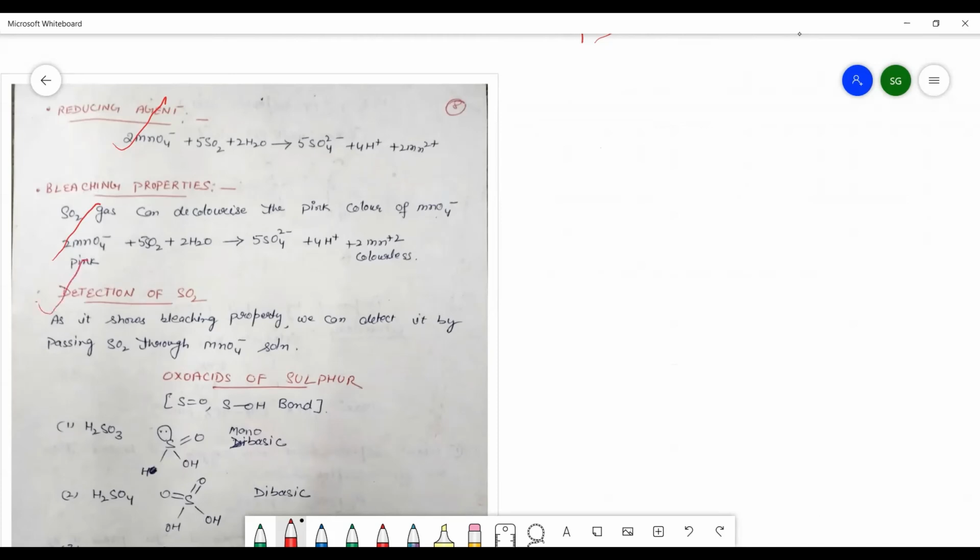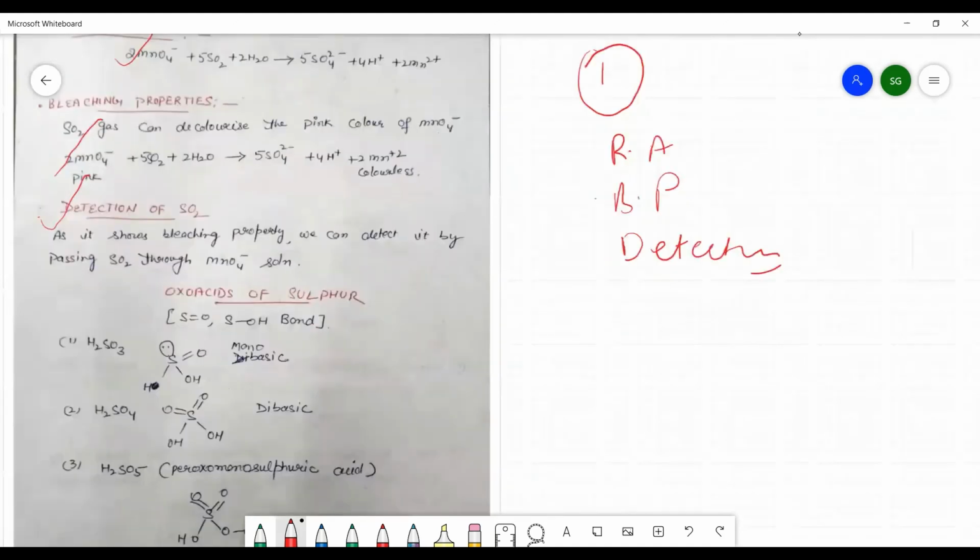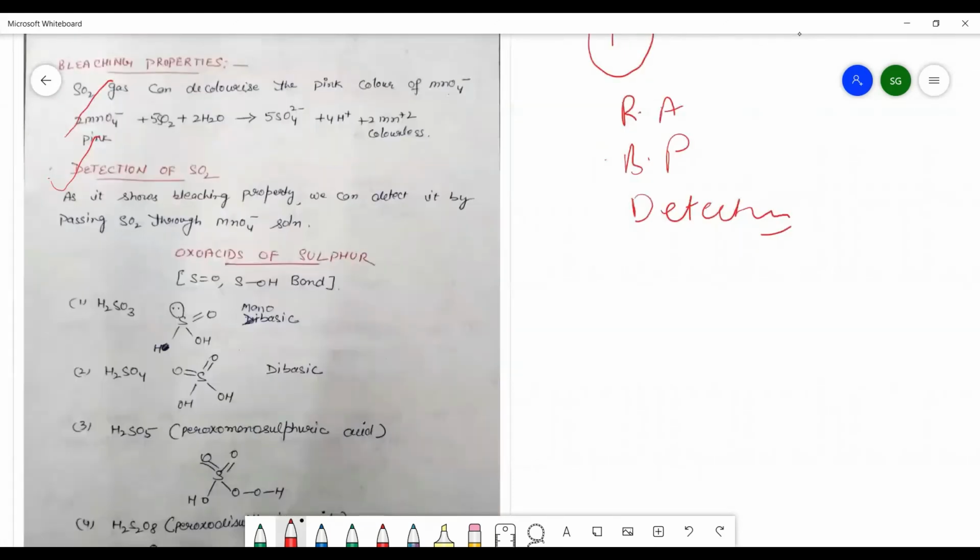So the one reaction can explain the three characters, that is a reducing agent character, bleaching property, and it can also be used for the detection of SO2 gas. So whenever we want to know whether it is SO2 gas or any other gas, we can pass it through the KMnO4 solution and we can see that it decolorizes the KMnO4 solution, so that we can say it is SO2 gas. Now we have discussed over here about the sulfur dioxide.